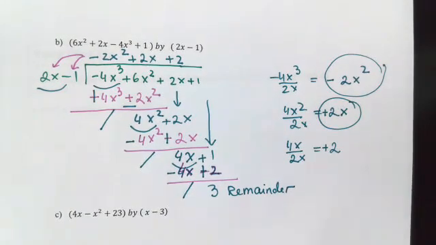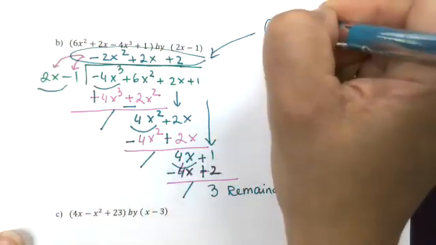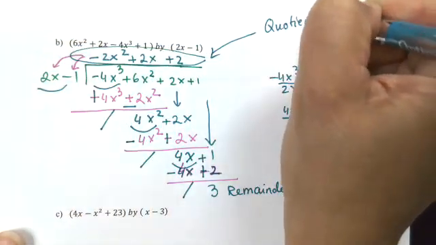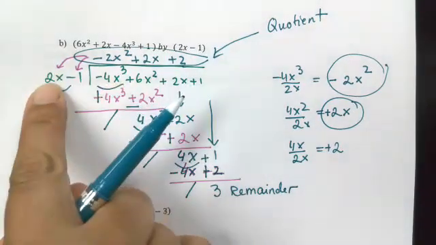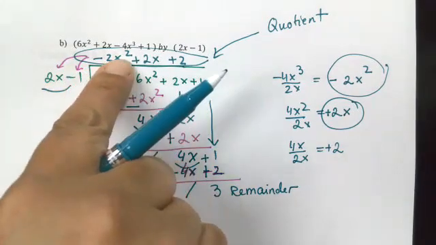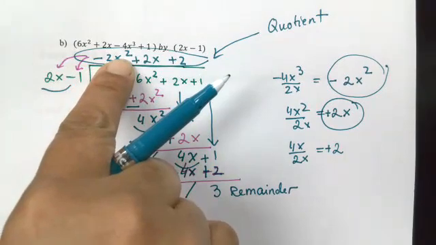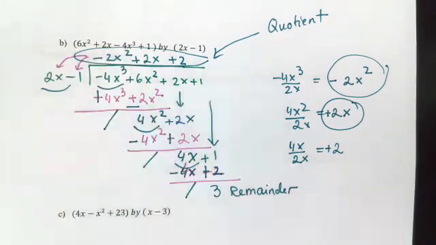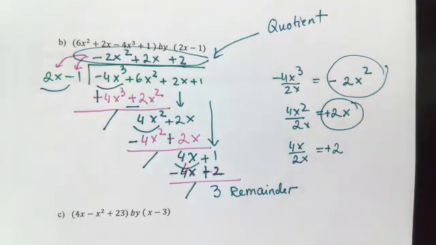Where's our quotient, our answer? Right here, that's our quotient. So when you divide a cubic by a linear, what you're gonna get? A quadratic, right? Degree 2. If you divide degree 5 by degree 2, you get a cubic, you know, so it's always that first division that tells you the type of polynomial your answer will be.